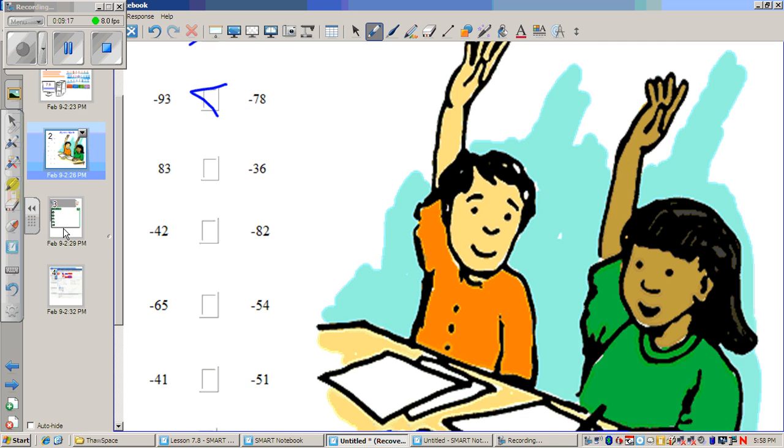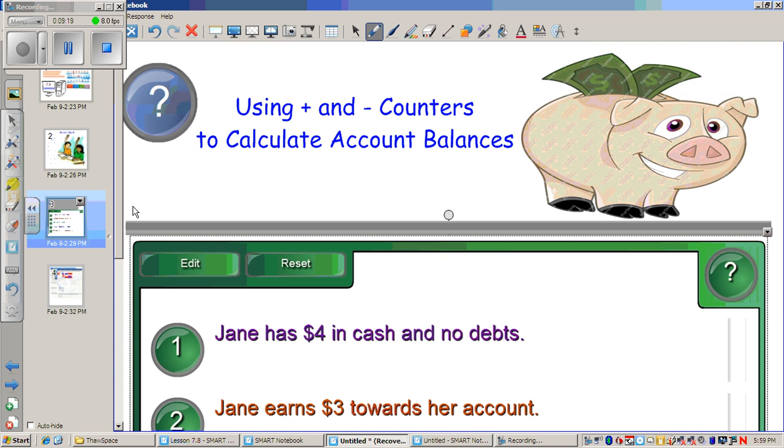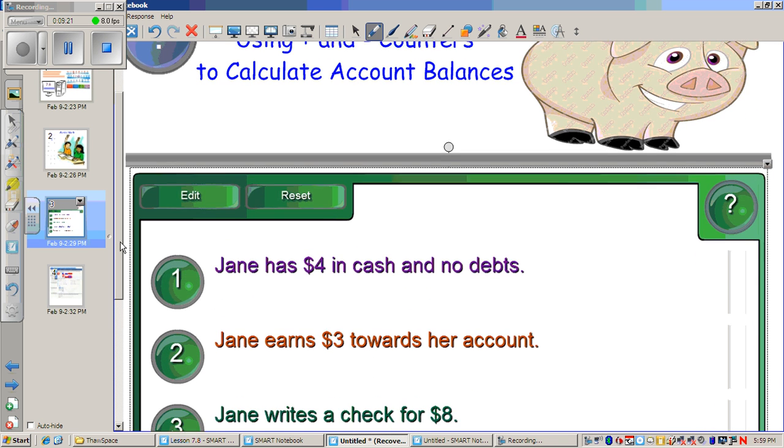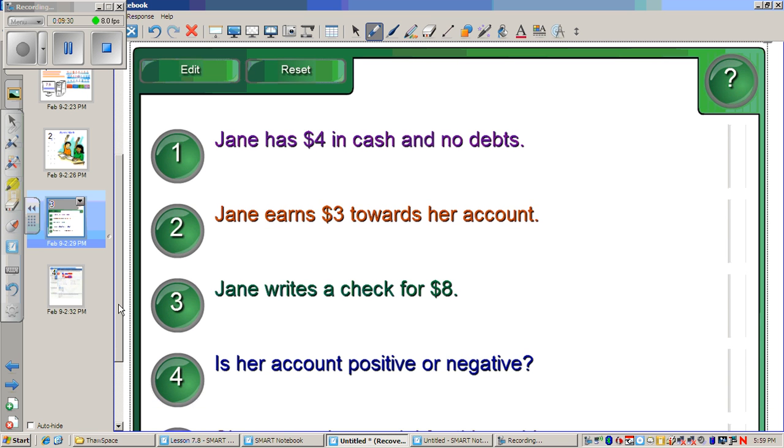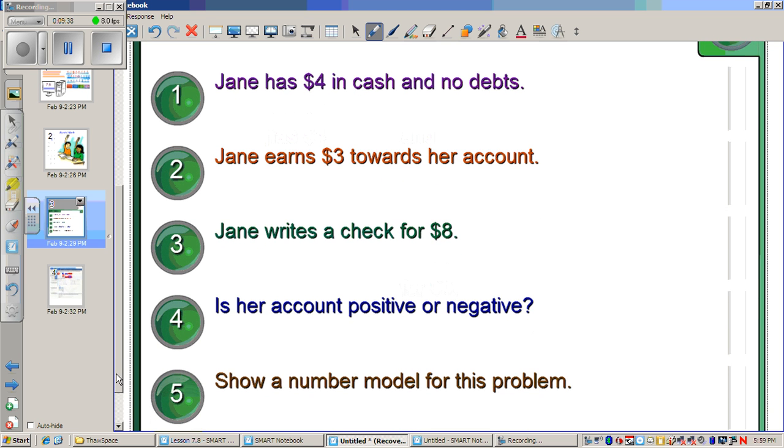And then in this problem, on the second page, you were supposed to write down, we did the first one together, Jane has $4 in cash and no debts. She earns $3 toward her account. So what is she at in number 2? Then she writes a check for 8. Is her account positive or negative? Okay. And show a number model for that. So try to do that.